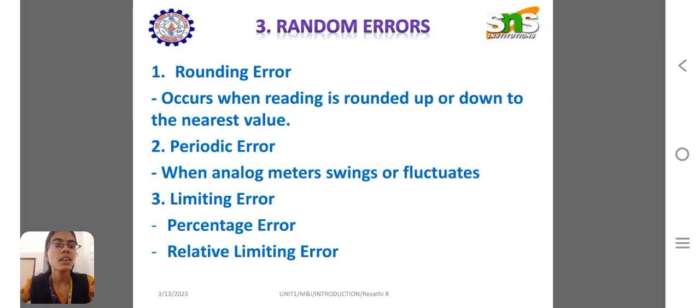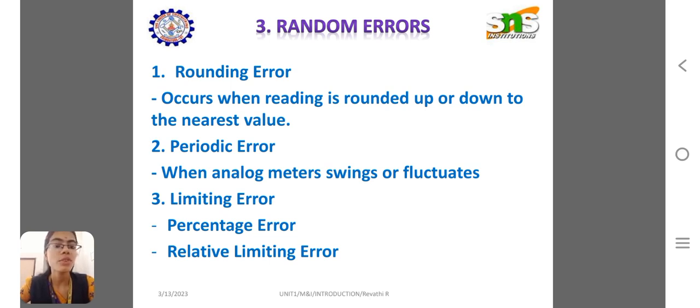Random error. Random errors are rounding error, periodic error, and limiting error. These are the three types of random errors. First one is rounding, second one is periodic, and third one is limiting error. A rounding error occurs when a reading is rounded up or down to the nearest value. For example, 5.12 is considered as 5 or 6, which may cause some error in the measurement. Periodic error occurs when analog meters swing or fluctuate, mainly caused by fluctuation in the instrument. Limiting error: percentage error and relative limiting error.